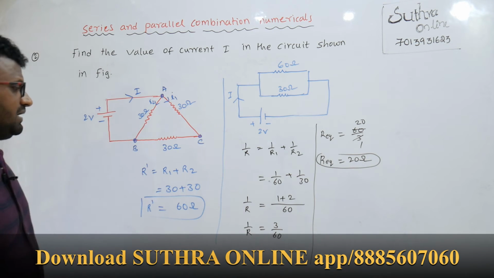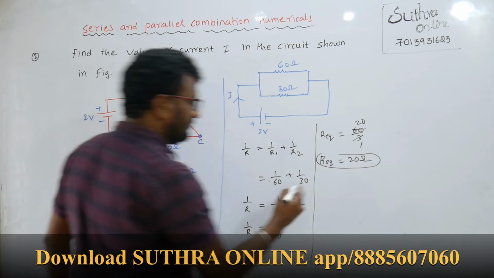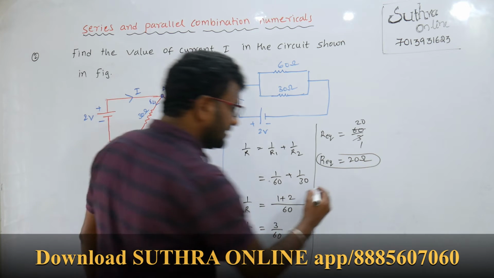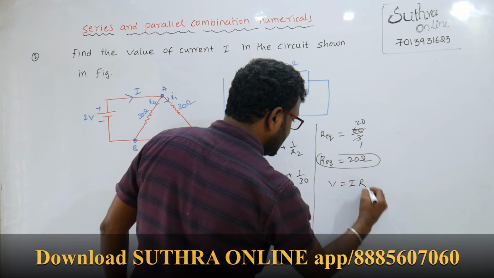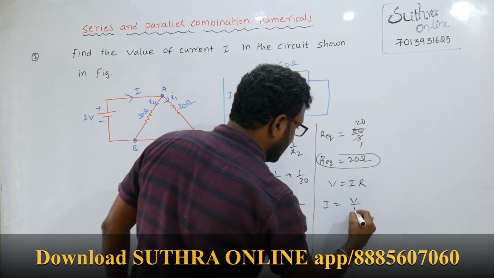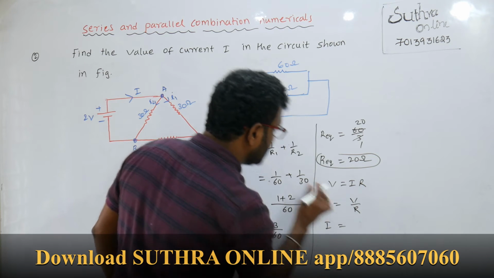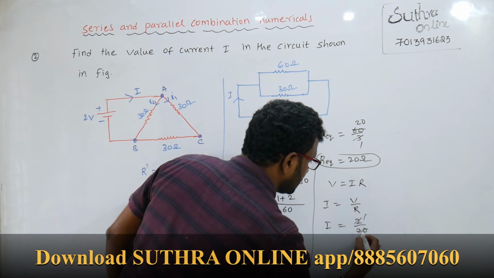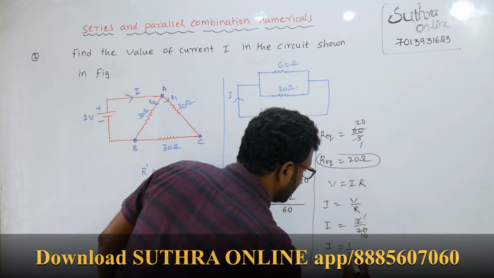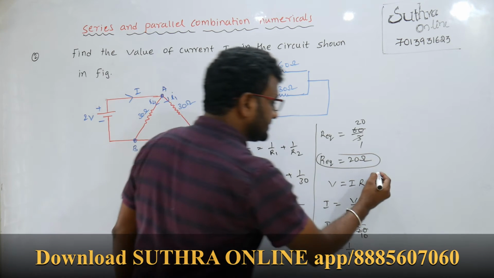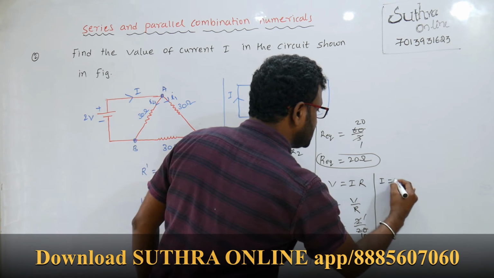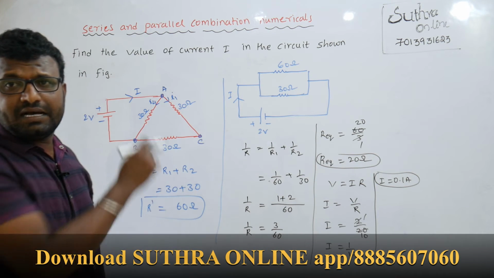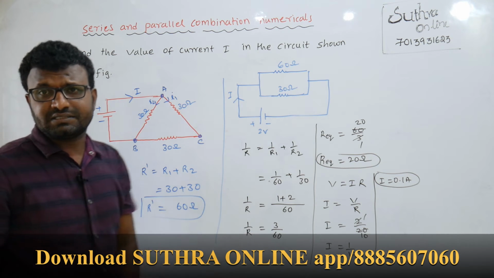Then the potential is V. Now you can find the current. Generally, by using Ohm's law, V is equal to IR. Then I is equal to V by R. So I is equal to 2 by 20, which is 1 by 10. So I is equal to 0.1 ampere. That is the total current in the circuit. So this is the second problem.